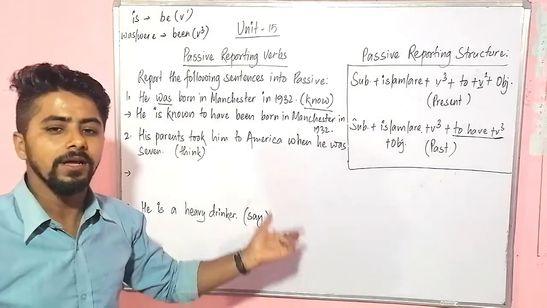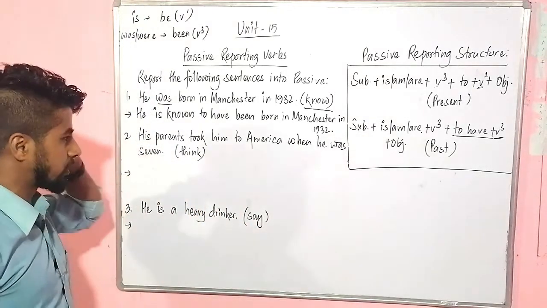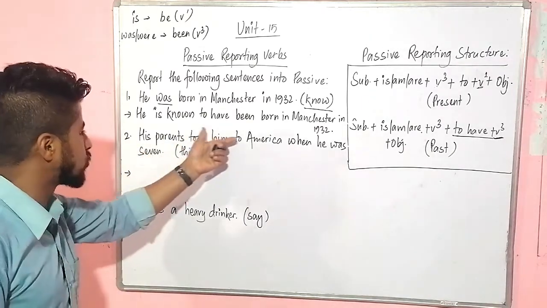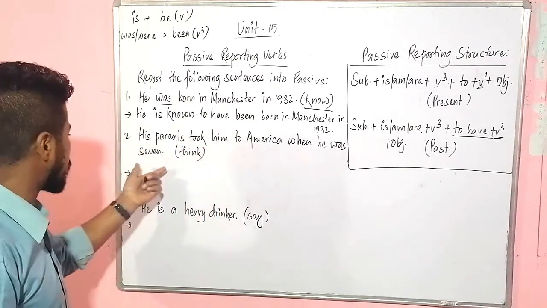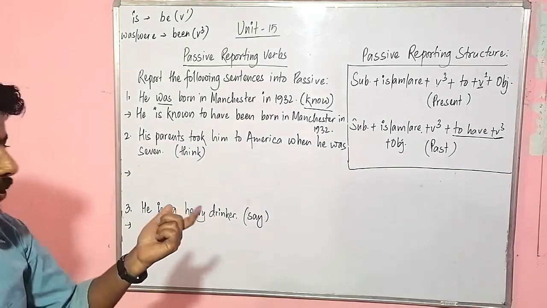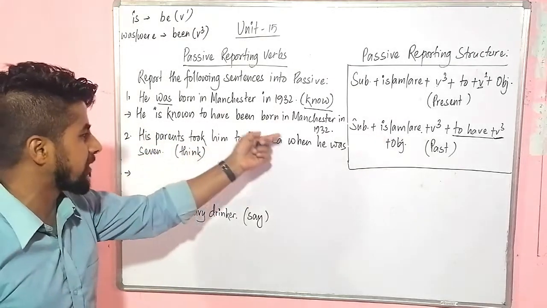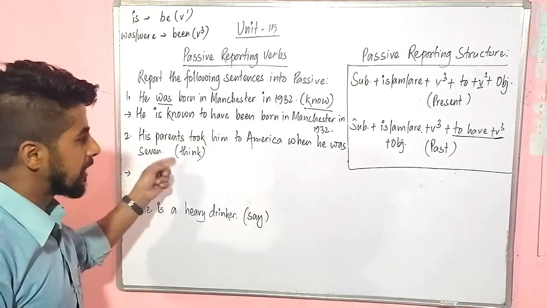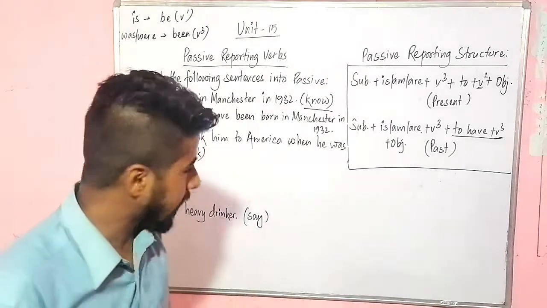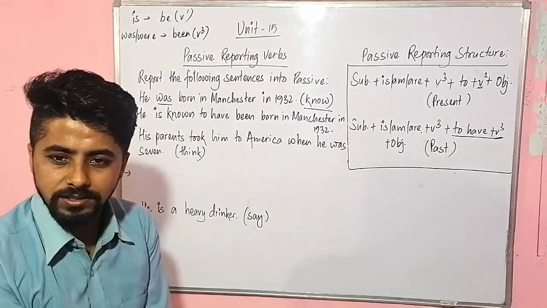Is it clear? Okay, so the second question, I would like to solve the second question also. His parents took him to America when he was 7. Listen carefully, the sentence is given to us. His parents took him to America when he was 7. Here, think is the verb given in the bracket. Is it? Okay.